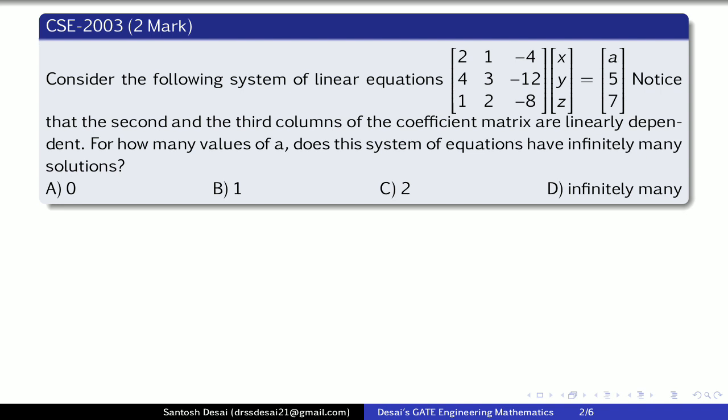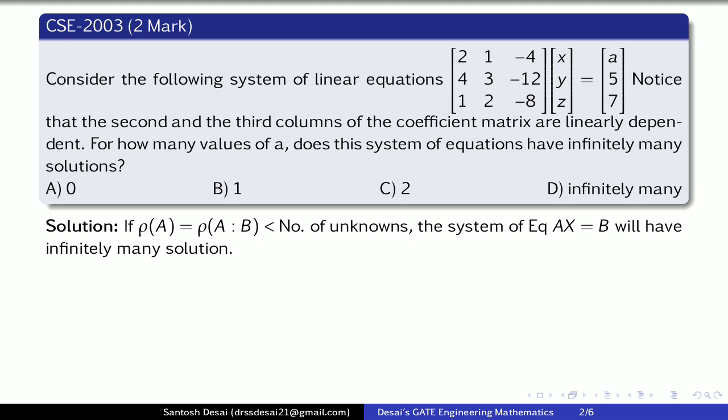Now, to solve this example, we have to know under what condition the given system of equations has infinitely many solutions. So we know that if rank of A is equal to rank of the augmented matrix AB and is less than the number of unknowns, then the system of equations Ax is equal to b will have infinitely many solutions. Now here the number of unknowns is 3, and the question is how to find the rank of A and rank of AB.